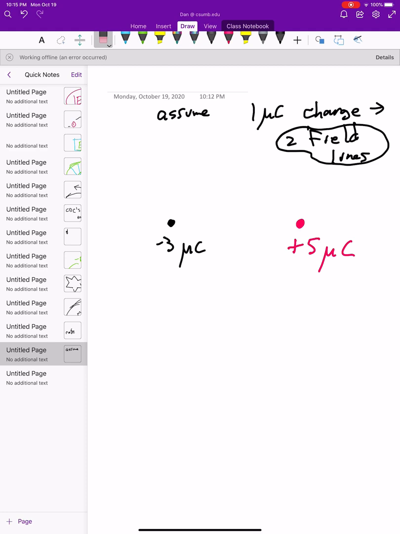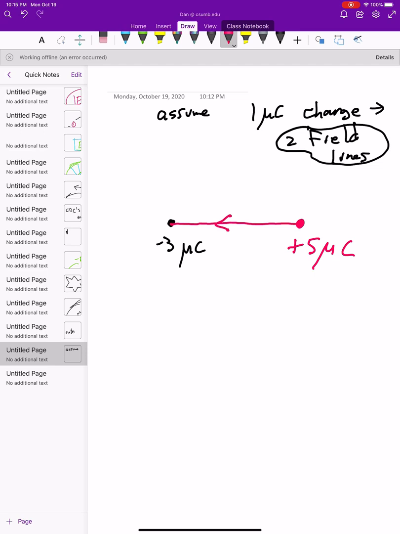So this one here is going to have 10 field lines leaving it, and this one is going to have 6 field lines coming towards it. So how could I draw that? Well, the field lines always begin on a positive charge, and they always end on a negative charge. So if I were to put a positive charge anywhere on the line joining these two, it would experience a force towards the minus 3 microcoulomb charge and away from the plus 5 microcoulomb charge. So I automatically have a field line that's going to look something like that.